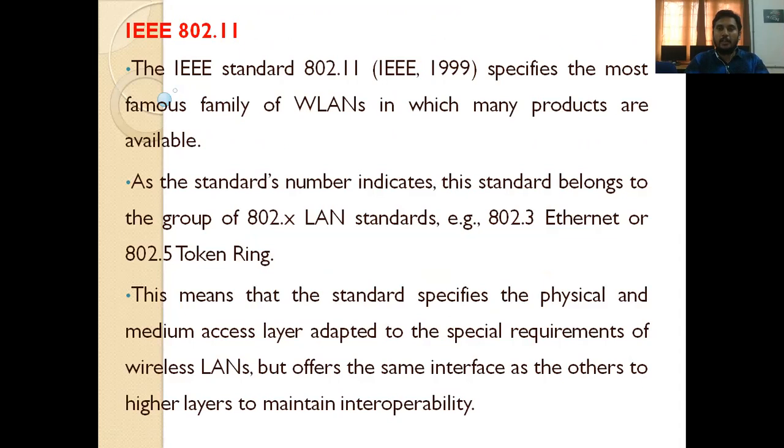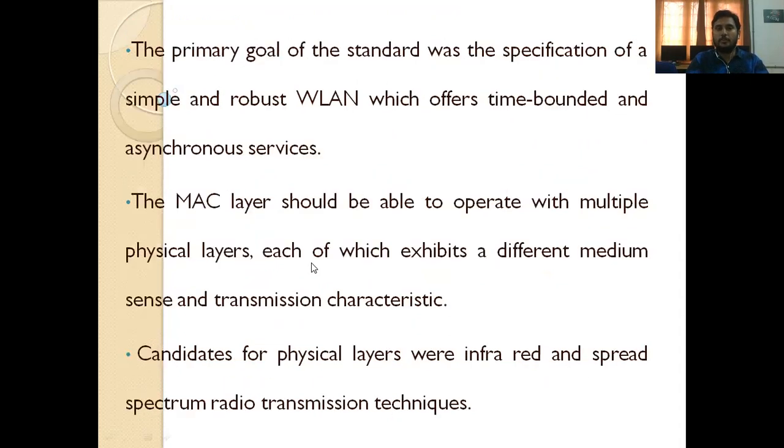And the next one, IEEE 802.11. The famous family of wireless LAN is IEEE 802.11. IEEE 802.11 is the group of 802.x LAN standards. For example, 802.3 is Ethernet and 802.5 is token ring, which we covered in the networks topic.